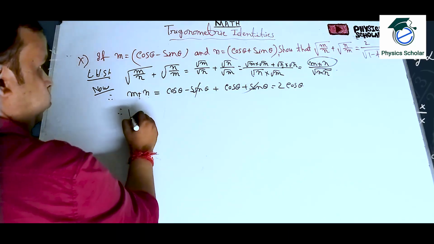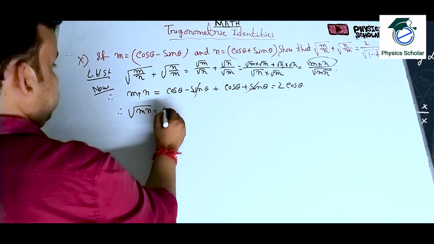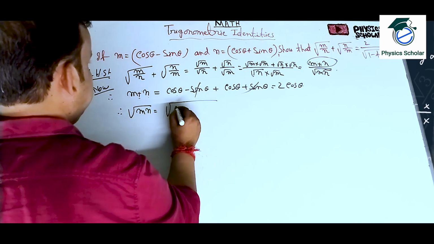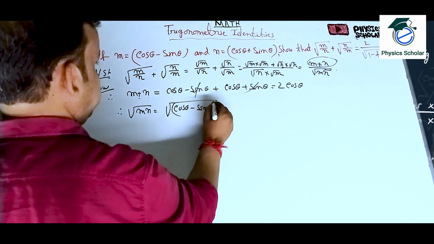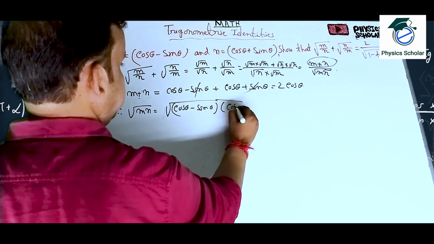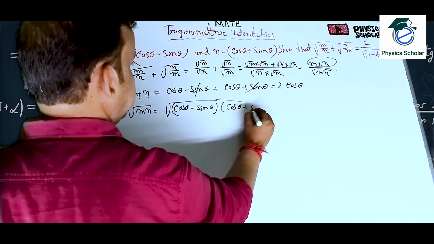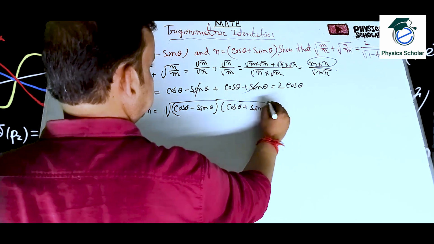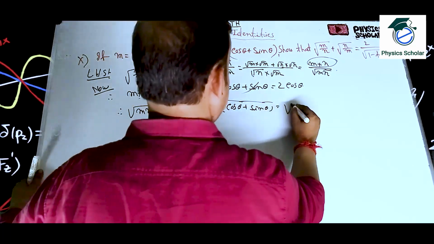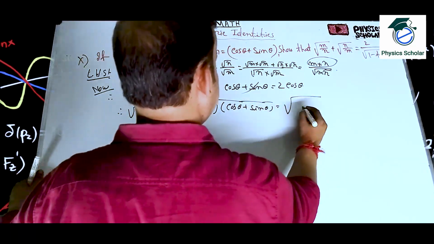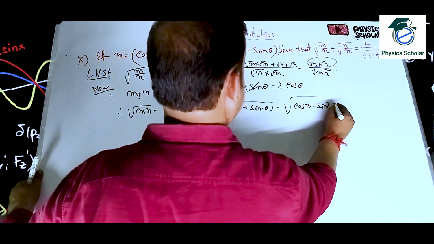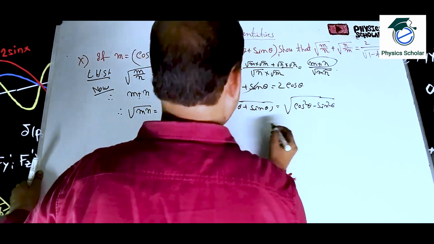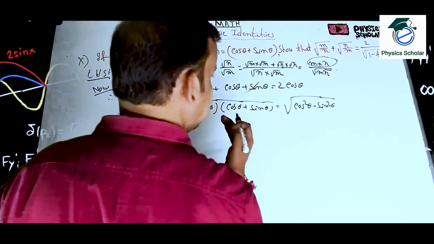Now the next value is what? Root over mn is equal to root over, what is the value of m? Cos theta minus sin theta, into cos theta plus sin theta. Right. So it is equal to root over a plus b into a minus b, that means cos square theta minus sin square theta, a square minus b square. Okay.